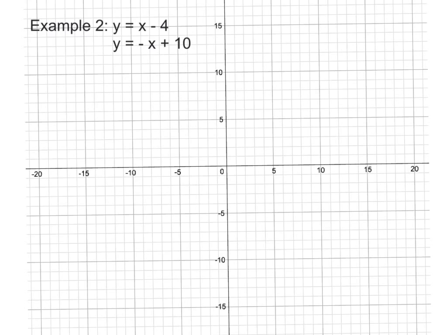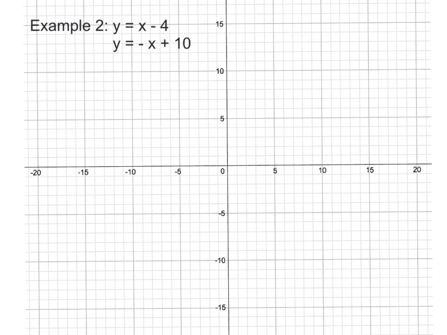So in example 2, we are going to find the point of intersection for our two equations. And I'm just going to zoom in a little bit. And I'm going to use red for the first equation again. So our y-intercept is located at negative 4. And then our slope is 1. So we're going to go up 1 over 1. So we're going to have a bunch of these points. And we can connect them and draw our line.